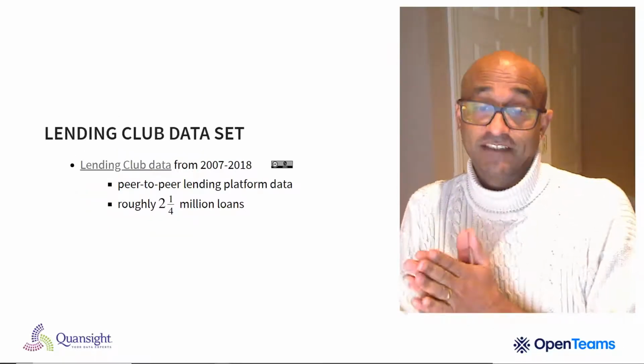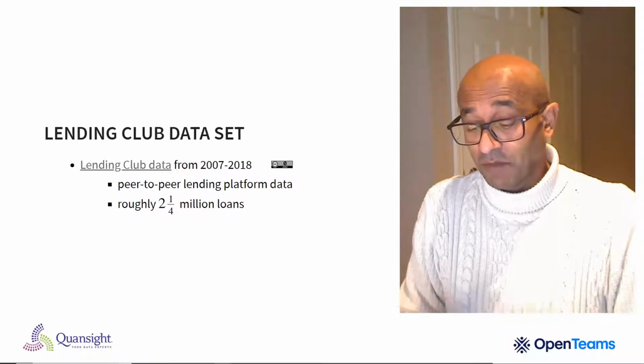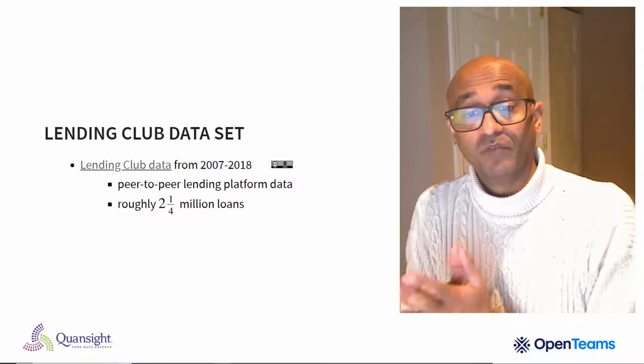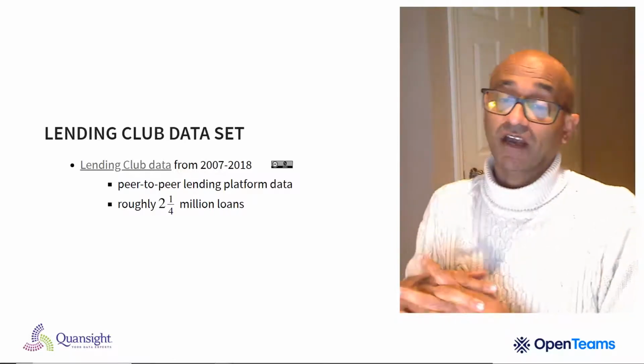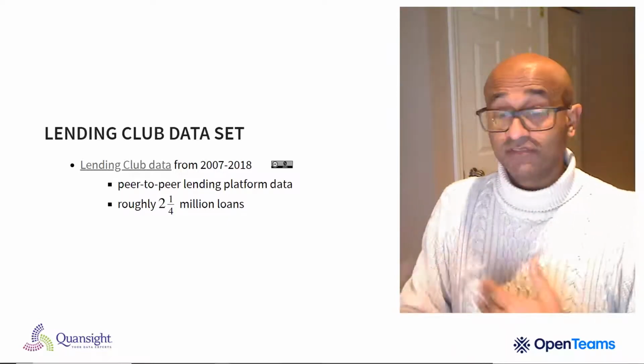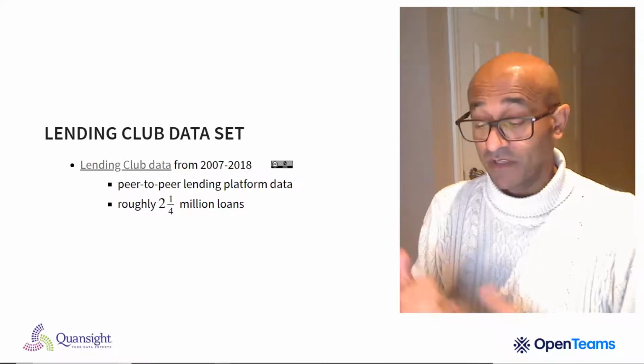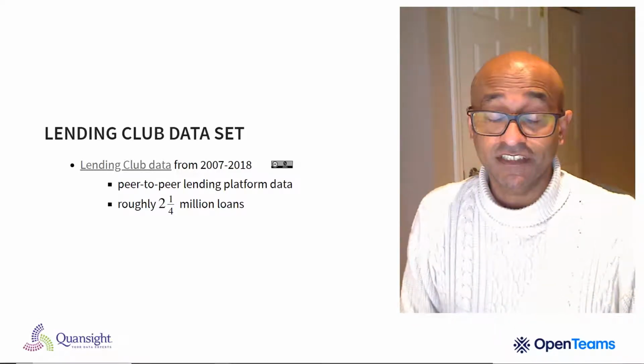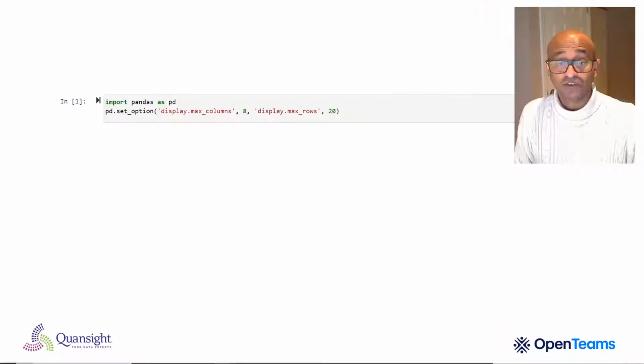So the Lending Club dataset is a particular dataset that comes from a peer-to-peer lending platform. It's gathered over about an 11-year period. There's roughly 2.25 million loans with features drawn from particular properties of particular borrowers.